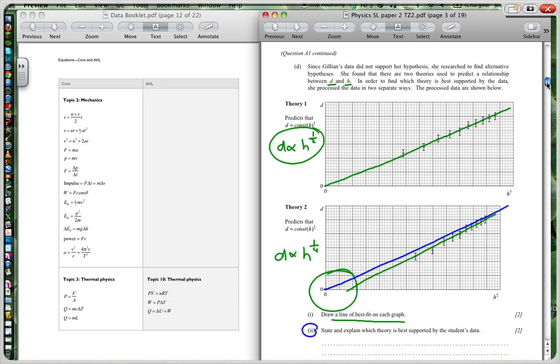So for question 2, state and explain which is best supported by the student's data. Well, obviously theory 1 is best supported because you can draw a straight line. It's possible to draw a straight line through the origin, through the 0,0 point, and also through all the error bars. Right, and there we have it.